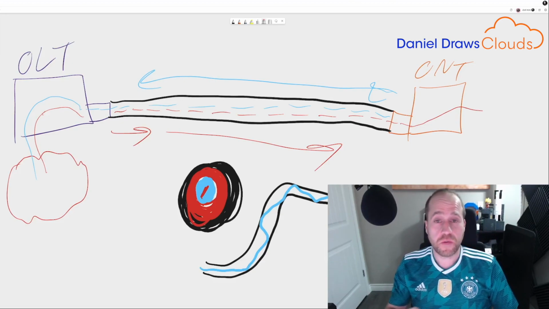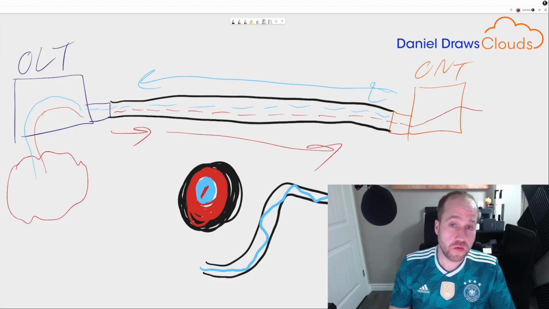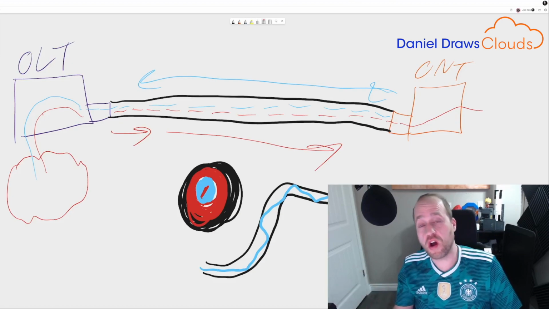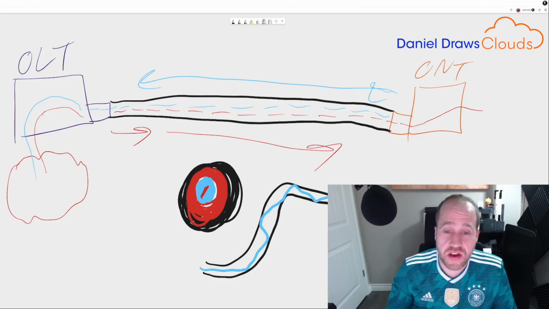So that's a very high level look at how fiber optics work, how the laser light is burst and beamed across, and how the core and the cladding attempt to keep the light on the inside.